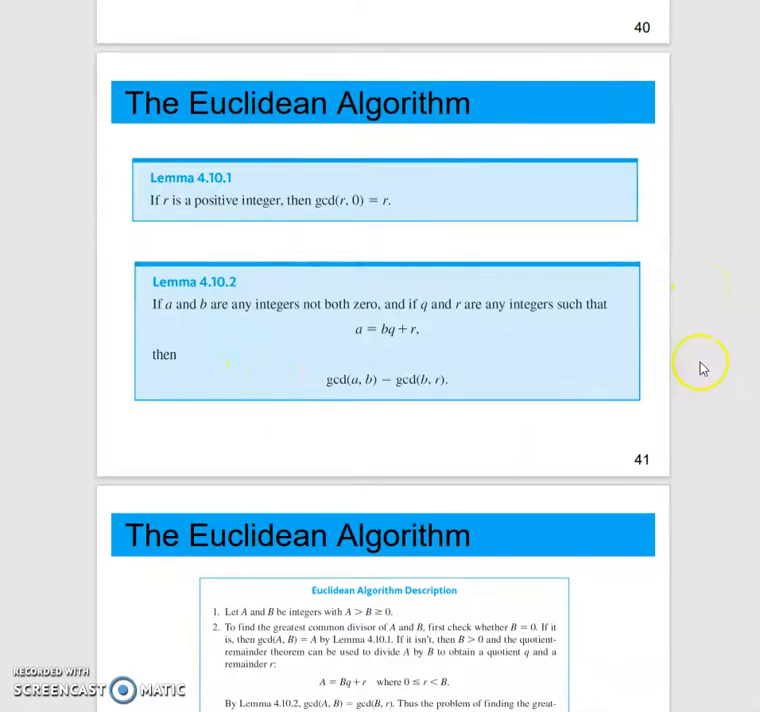We've got two little lemmas here for our Euclidean algorithm. If R is a positive integer, then the GCD of R and 0 is R. And if A and B are integers, not both 0, and if Q and R are integers such that we have our division algorithm, A equals BQ plus R, then the GCD of A and B is the same as the GCD of B and R.